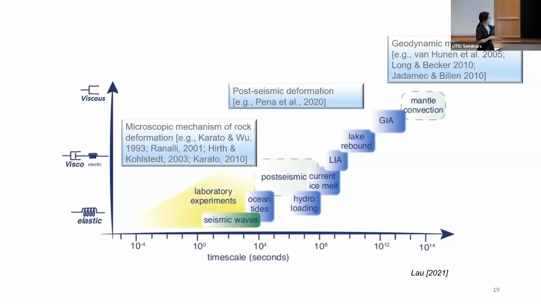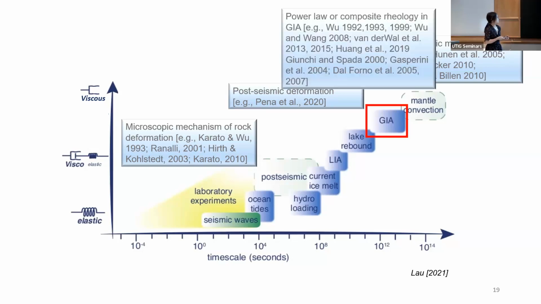So non-Newtonian rheology is not new. You can see they apply all of those. From microscopic experiments in the laboratory, rock deformation, they show this kind of non-Newtonian rheology. Also post-seismic deformation and geodynamic modeling, they all explore those non-Newtonian rheology. And for GIA, this is also not new.